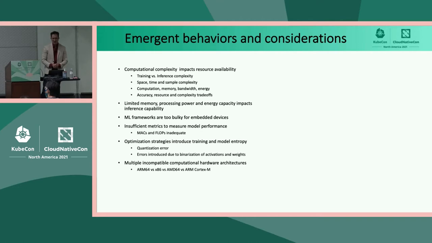The traditional FLOPS or MACs are very generic. When you go to a particular, let's say a TPU accelerator or a GPU device from a particular vendor, you see those metrics are just too coarse grained. They lack the fidelity to measure performance. Measuring performance is key because these devices have limited power, bandwidth, and computational resources. And we also find that as machine learning is brought closer to these devices, the optimization strategies that we frequently use on the cloud tier erode the training, the model accuracy, and that leads overall to degradation of the model.